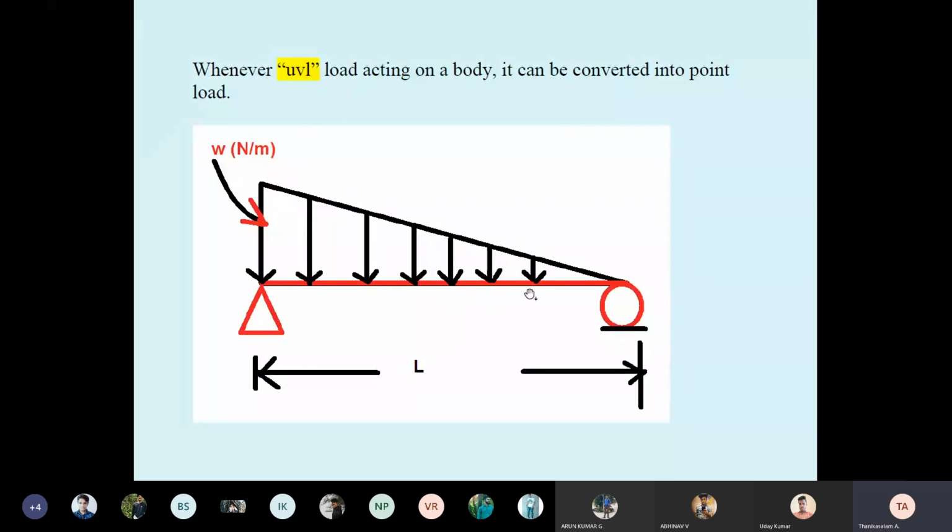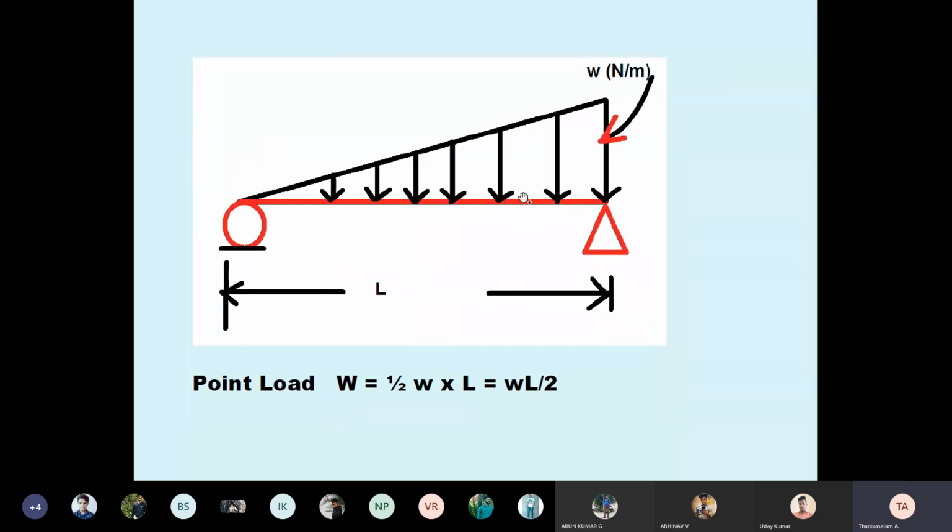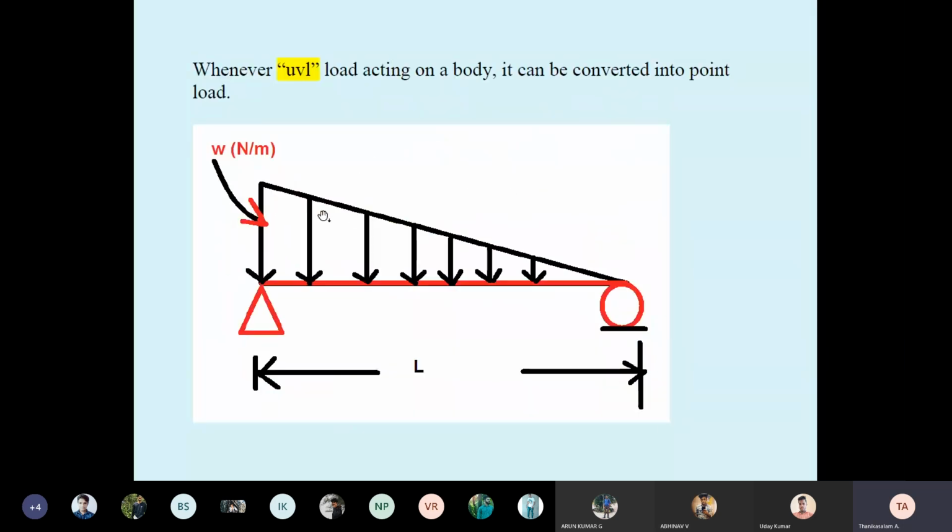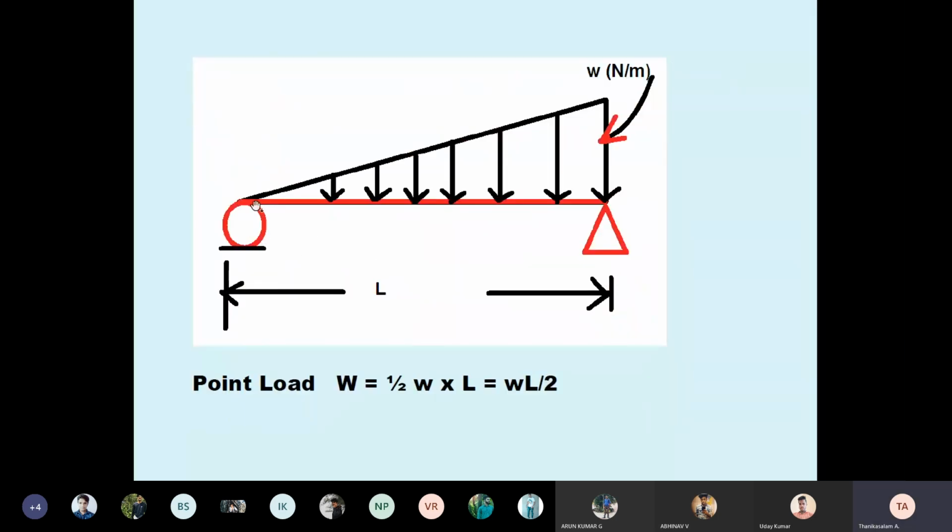This is uniformly varying load. This is also uniformly varying load. In one, the load is maximum at the left side and minimum at the right side. Here, the left side is minimum and the right side is maximum. So what is the shape? Triangle shape. Students understand, this is a triangle shape.